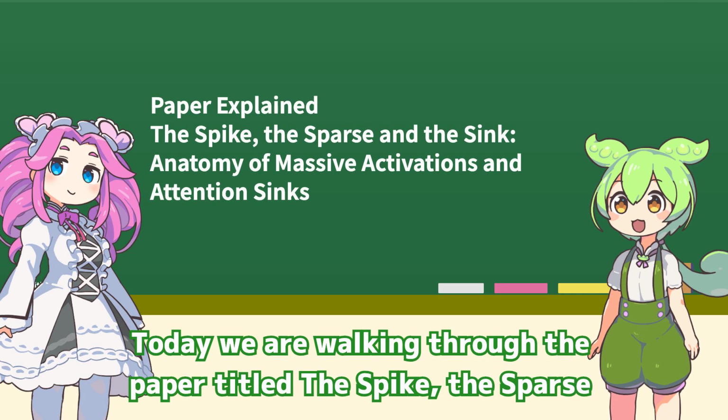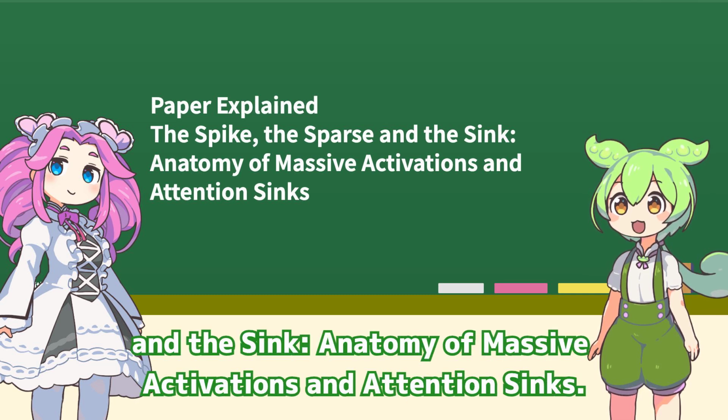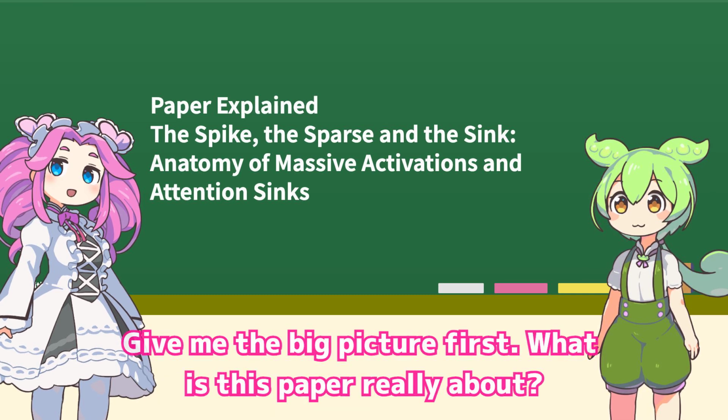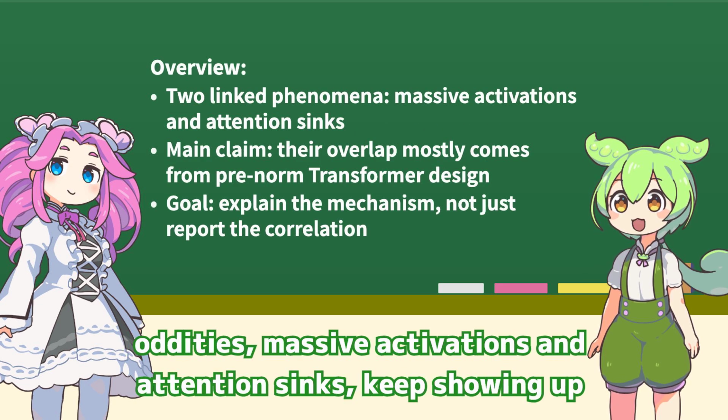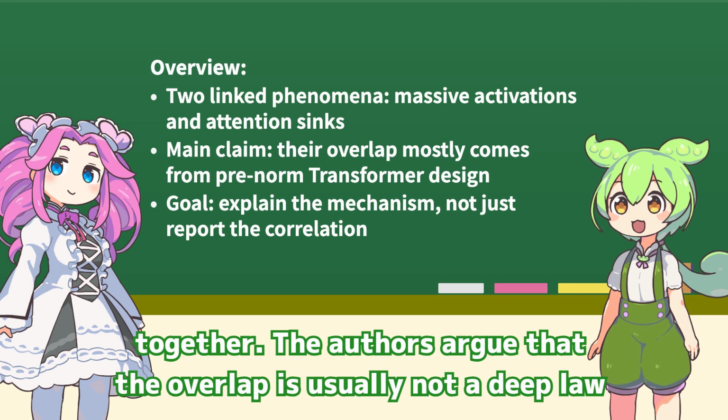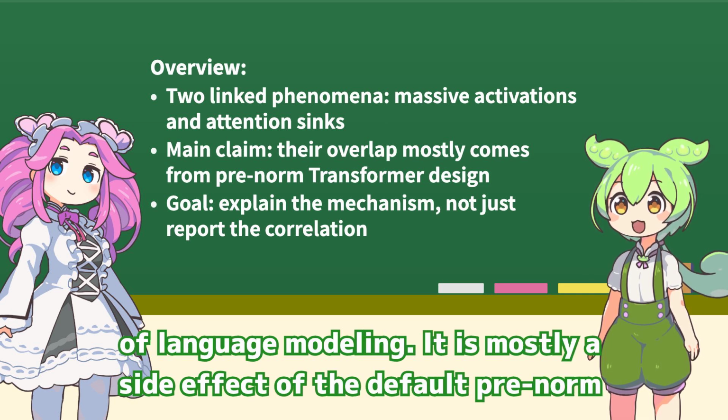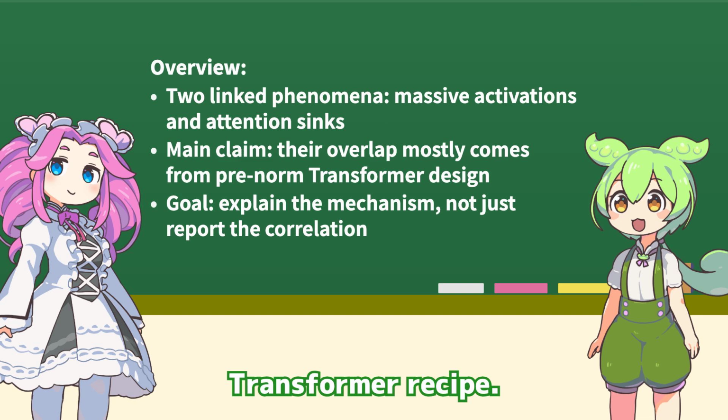Today we are walking through the paper titled The Spike, the Sparse and the Sink: Anatomy of Massive Activations and Attention Sinks. Give me the big picture first. At the highest level, this paper asks why do famous transformer oddities, massive activations and attention sinks, keep showing up together. The authors argue that the overlap is usually not a deep law of language modeling. It is mostly a side effect of the default pre-norm transformer recipe.